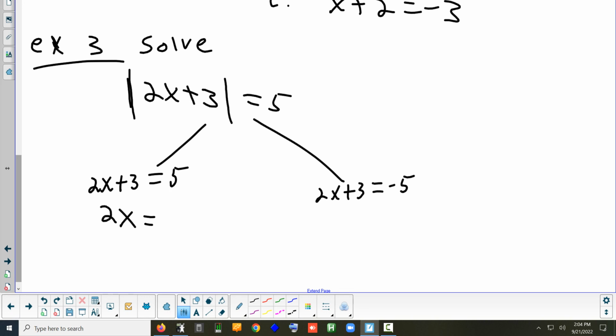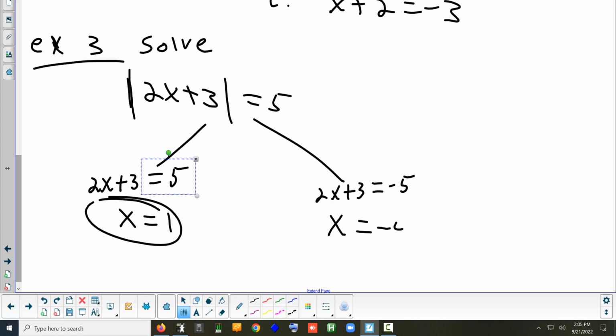So in the first one, x equals 1. 2 times 1 is 2. 2 plus 3 is 5. And the second one, x equals negative 4. 2 times negative 4 is negative 8. Plus 3 is negative 5. So when you solve an absolute value problem, you're going to get two different answers. And you just want to make sure you write both. Any question on that idea of splitting it into two problems?